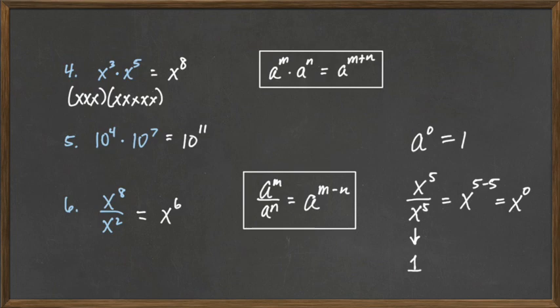All right, last problem, 10 to the 6th over 10 to the 3rd. You should have subtracted the exponents, 6 minus 3, and you're going to get 10 cubed. All right, and that's really all that we're going to need for what we're going to be doing with scientific notation in terms of exponents.